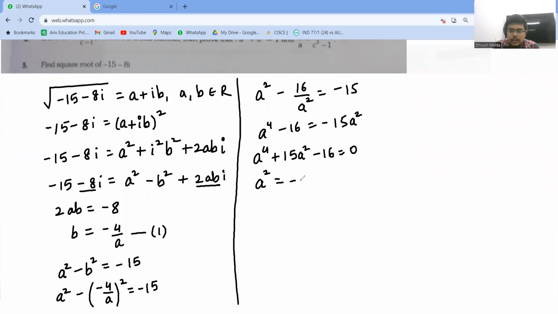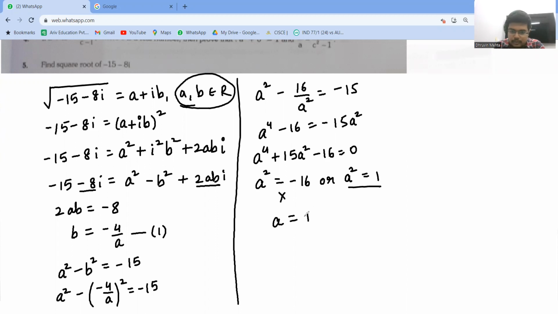So are you getting a square is either minus 16 or a square is 1? What do you think, will both be correct or is any one correct? So a square is equal to 1 will be correct. Why can't a square be minus 16? Minus 16 can also be possible, a is equal to 4i. No, it cannot be, because a and b are real numbers, and 4i is not real. So that is wrong. This has to be correct.